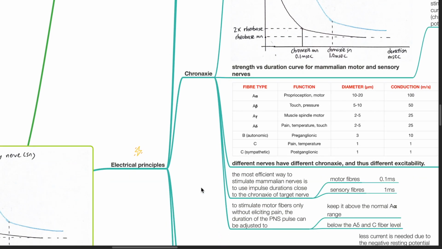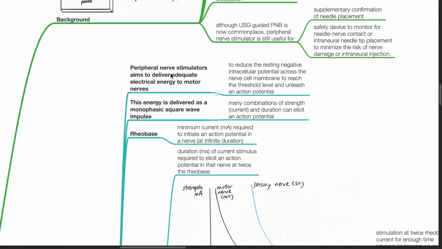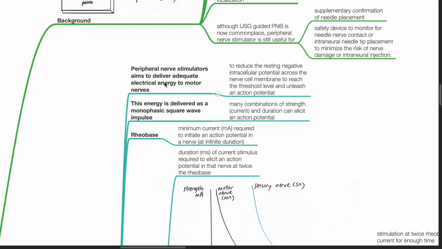Electrical principles. Peripheral nerve stimulators aim to deliver adequate electrical energy to motor nerves, to reduce the resting negative intracellular potential across the nerve cell membrane, to reach the threshold level and unleash an action potential. This energy is delivered as a monophasic square wave impulse.